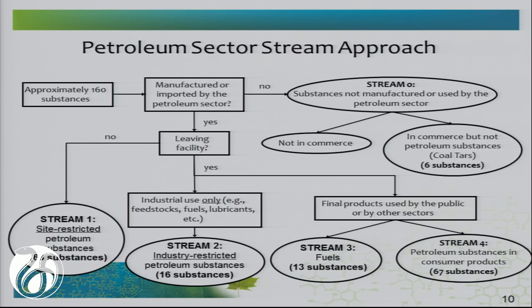So this diagram shows what that approach looked like, and I'm not going to go through all the details, but I wanted to show it to you because it's an example of how we did exposure-based prioritization or exposure-based tiering. All the 160 substances that were in this stream were put into streams based on their exposure potential. So for example, substances that were site-restricted petroleums were put into stream 1 because they had low exposure potential, and substances that were used in consumer products are in stream 4 because there's a much higher exposure potential. And then the assessment approaches that we used to deal with these substances were tailored according to those exposure potentials.